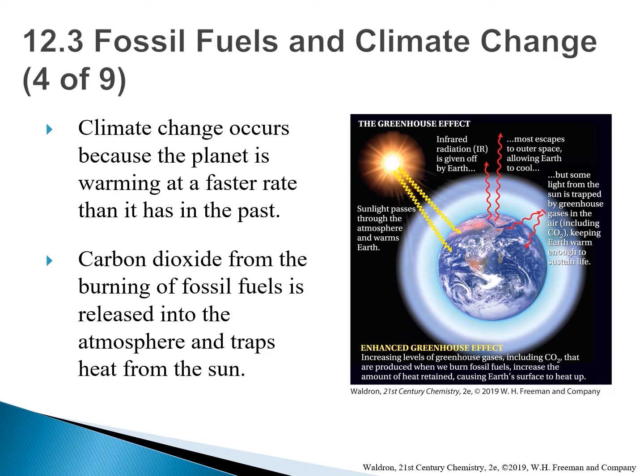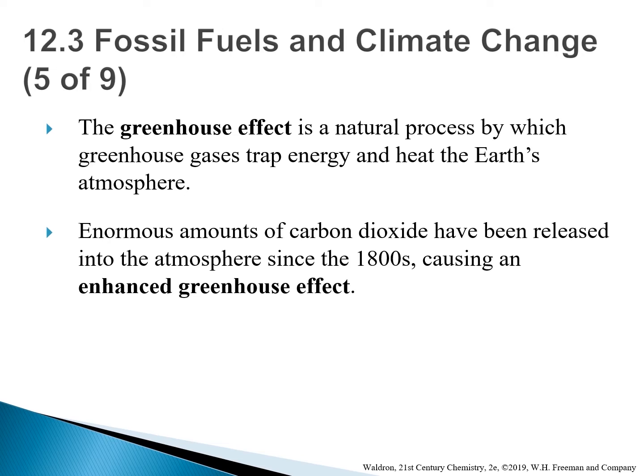The burning of fossil fuels makes the planet warmer because carbon dioxide is released into the atmosphere and traps heat from the sun. The light from the sun that passes into Earth's atmosphere can be absorbed by the surface of Earth, or it can escape back into space. Some of that energy is trapped by certain gases, such as carbon dioxide, called greenhouse gases, that help to heat Earth's atmosphere. This natural process is known as the greenhouse effect.